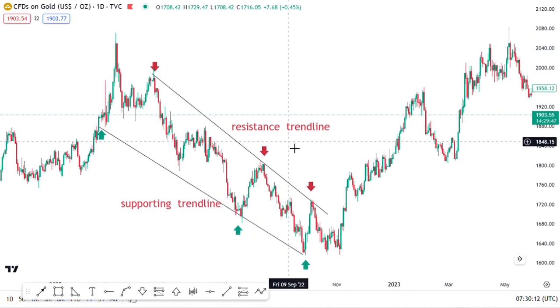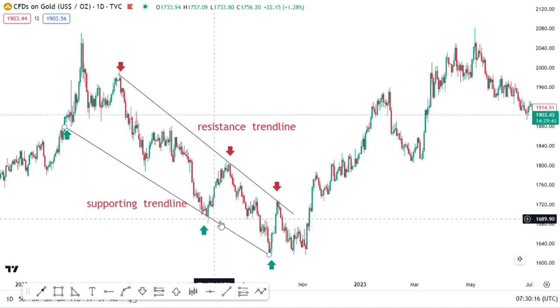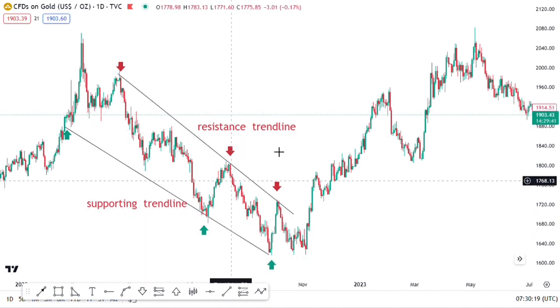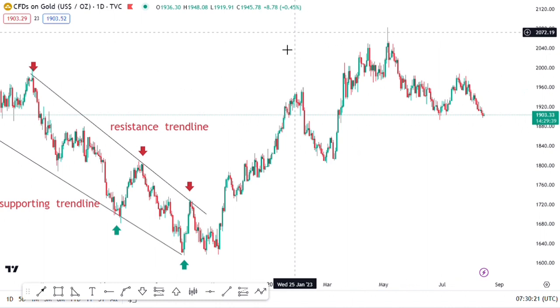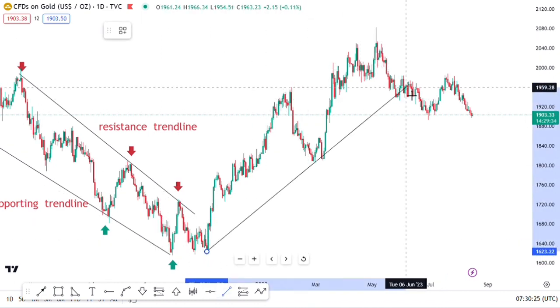Here is when we are on a downtrend. We are supporting right here at the bottom. We are resisting here at the top. So let's see, we are on an uptrend. This is an uptrend. 1, 2, that.